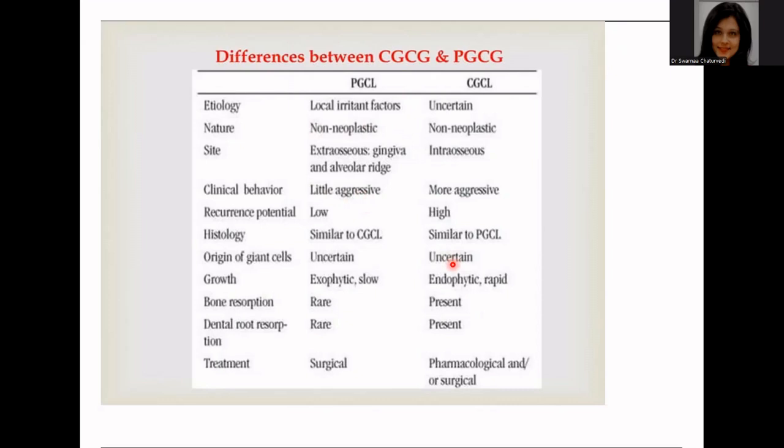Histology is similar in both of them. The origin of the giant cell is again uncertain, but since CGCG is very aggressive, the growth is very rapid. One very important difference is that CGCG will show endophytic growth, while PGCG will show exophytic growth. Bone resorption is naturally present in a more aggressive lesion, while it's rare in a less aggressive lesion. Dental root resorption is rare with PGCG. As for treatment, for PGCG the only treatment is surgical, while for CGCG, surgical along with pharmacological modalities can be used.